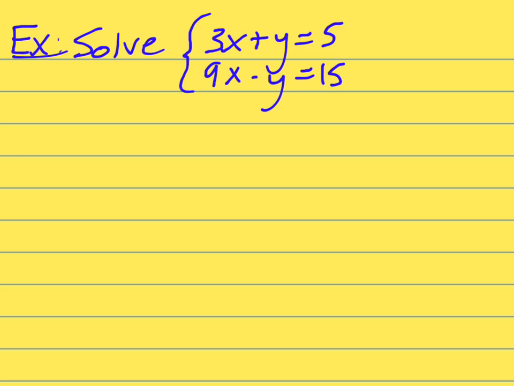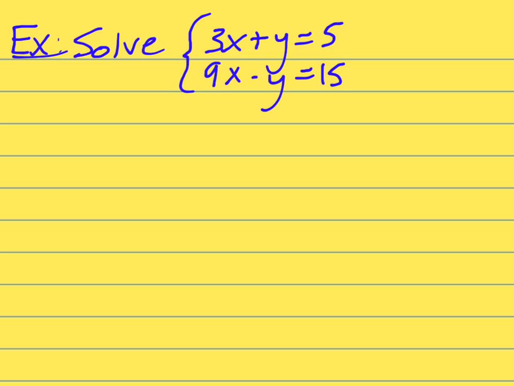So the object of elimination is to eliminate a variable from our system. The way we do that is we add or subtract the two equations that we have. But in order for a variable to be eliminated, they have to be either equal or opposite. If you look at my system here, I have 3x plus y is equal to 5 and 9x minus y is equal to 15. The y's are opposite, so I can simply add the two equations together.